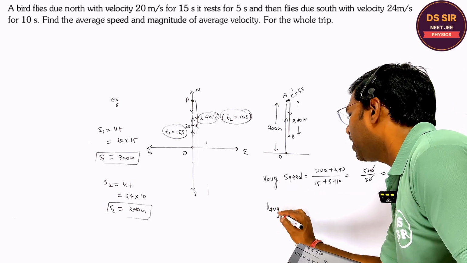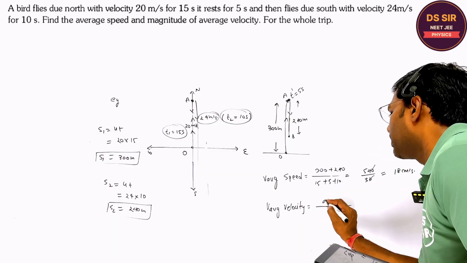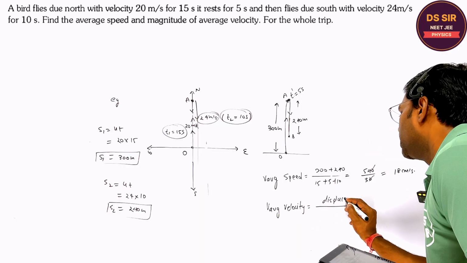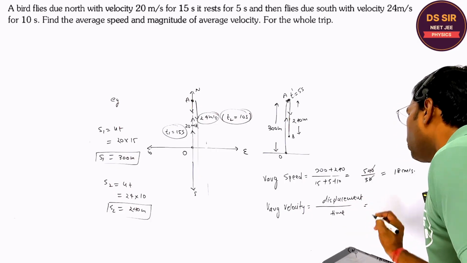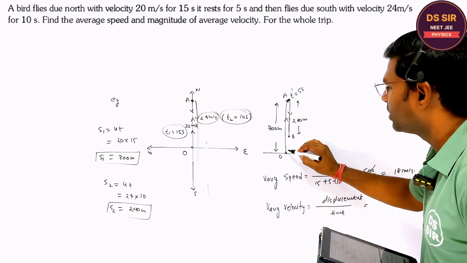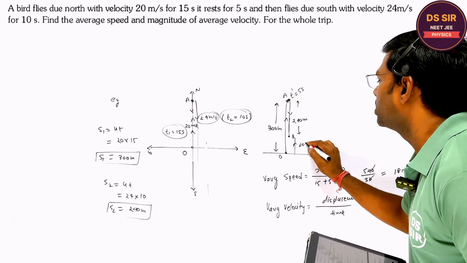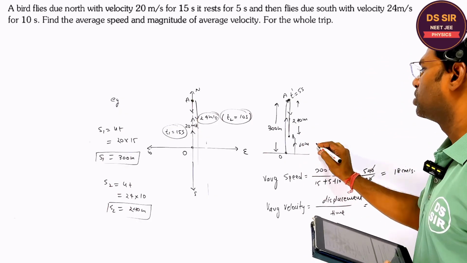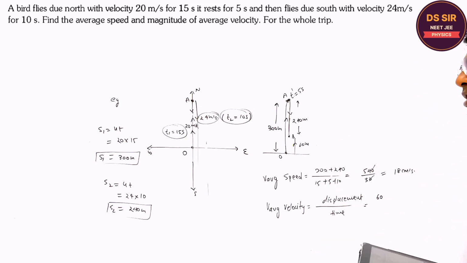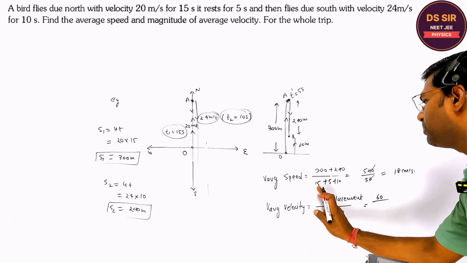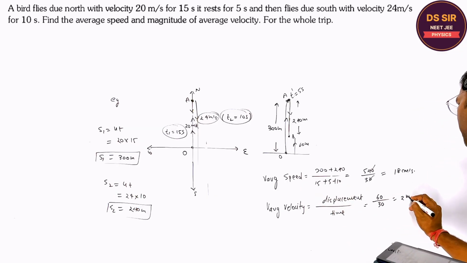And the average velocity is nothing but total displacement divided by total time, right? Can you tell me what is the total displacement? The line joining initial and final, yes, this is the displacement, 60 meter, right, towards north. So displacement is 60. And what is the total time? 15 plus 5 plus 10, yes, 30. So this is 2 meter per second.